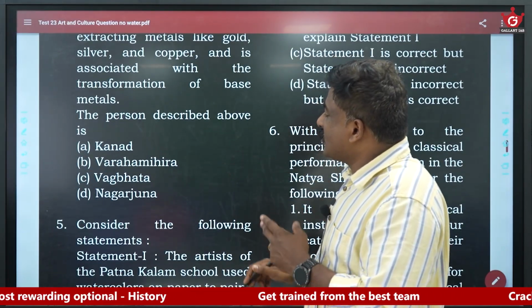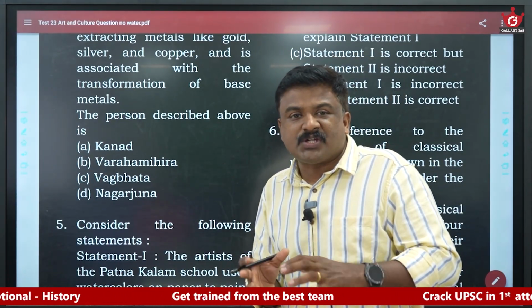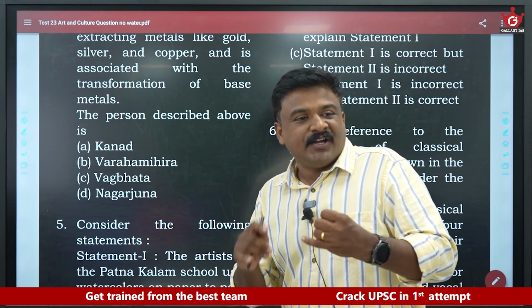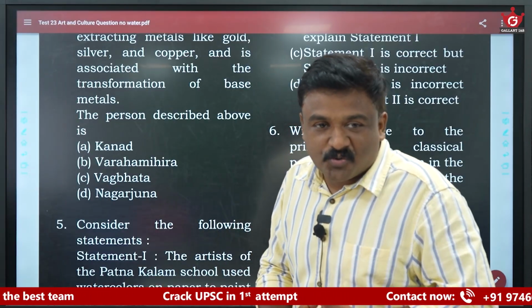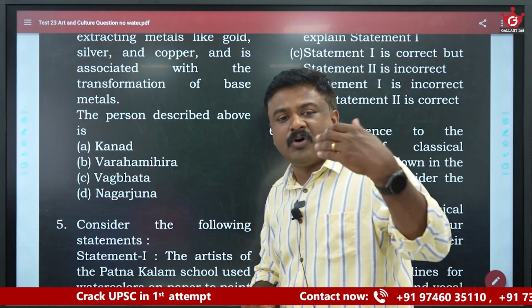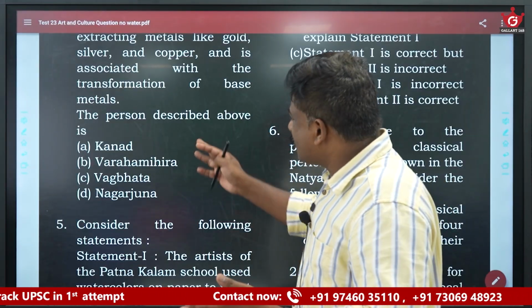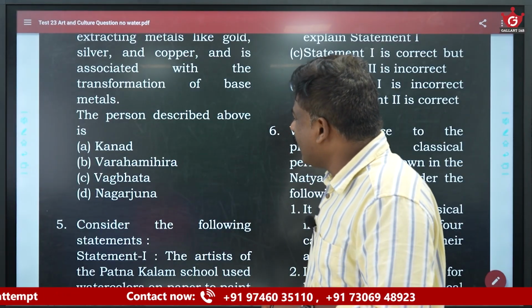See, just look into this. You know that Kanada is a sage connected with the Orthodox schools of philosophy. You know that there is a Samkhya school of philosophy, Nyaya school, Vaisheshika school, Mimamsa school, and Vedanta and Yoga schools of philosophy. So he's a man connected with this school of philosophy.